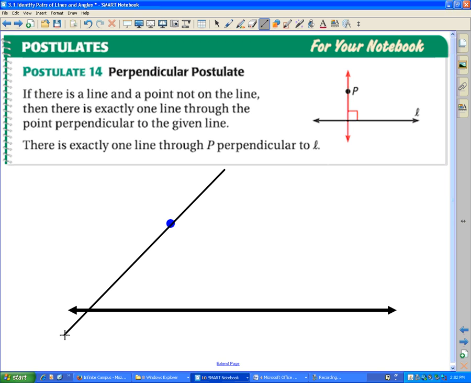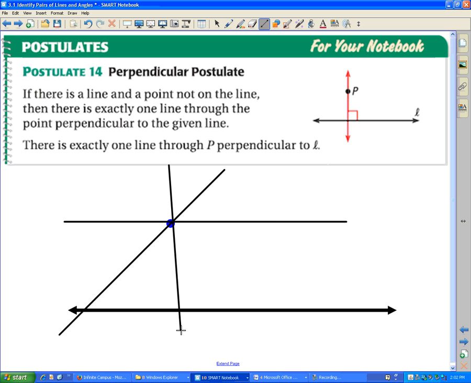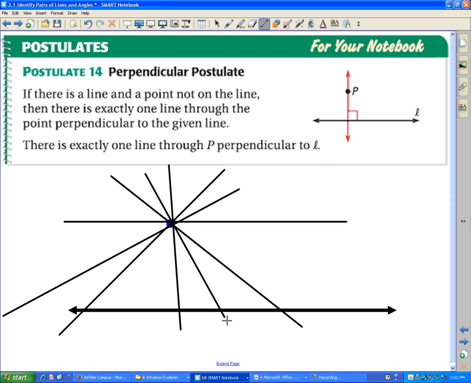Postulate 13, the one right before this one, told us that only one of them would be parallel, and of course that one would never intersect the line at all. The rest of them will intersect the line at different angles. This one would intersect way out here. This one might intersect over here somewhere. All of these lines intersect the line somewhere, but only one of these magical lines is going to be precisely perpendicular to the given line.